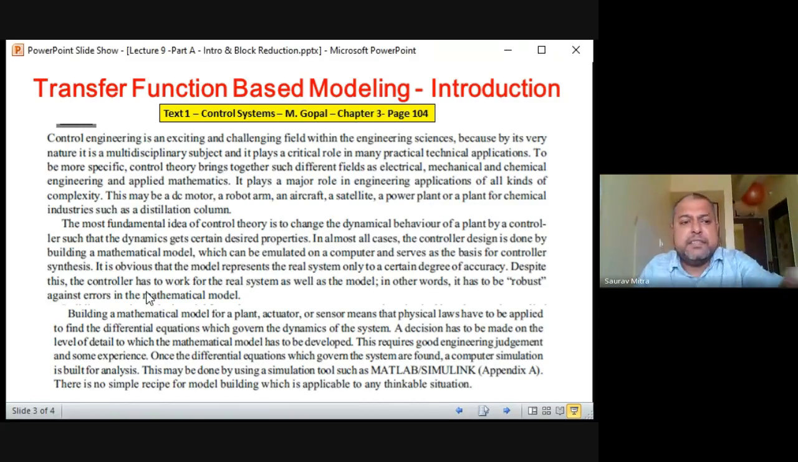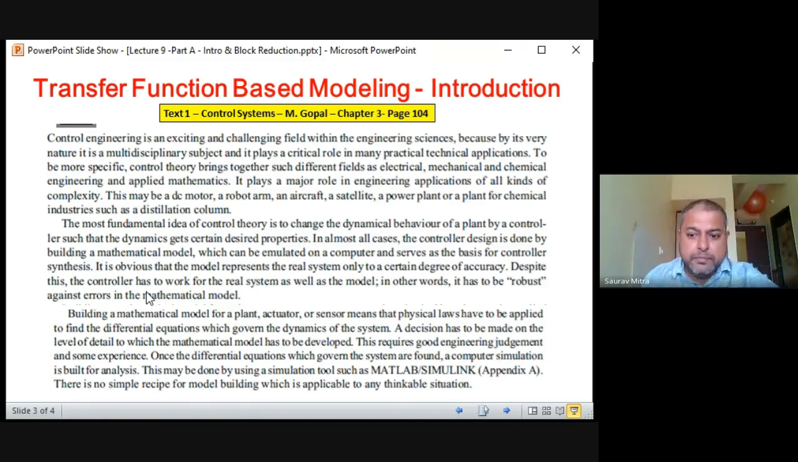I guess you have read this, so some of the things you might not understand. Let me explain what is given to you. This is the basics of transfer function based modeling. And here, let us see what is written.